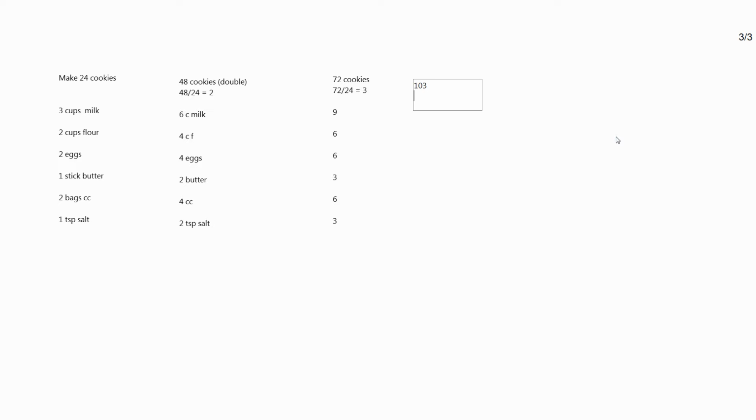Well, you can't do that, either. Why? So 103 is not divisible by 24. Okay, so we can't make 103 cookies. We take 103 and we divide it by 24, and then we multiply that by the ingredients. So just because your constant is not a whole number does not mean that you can't use it.